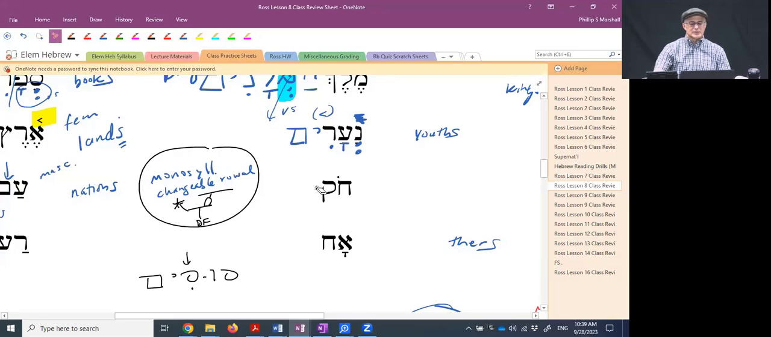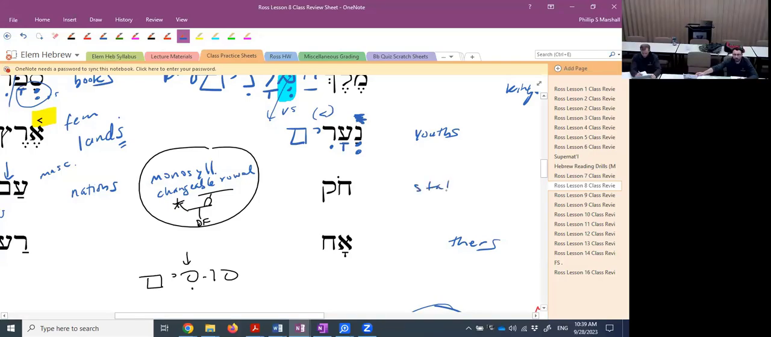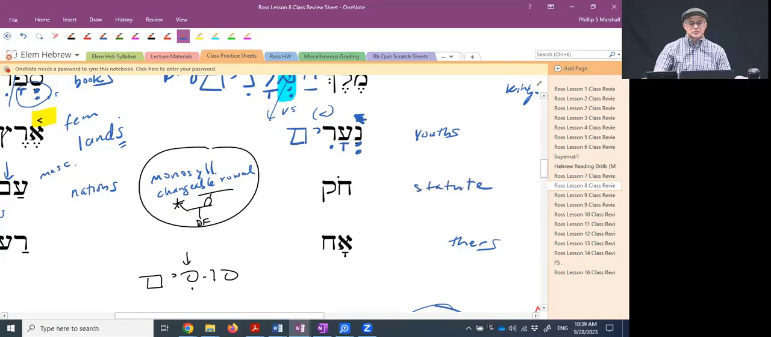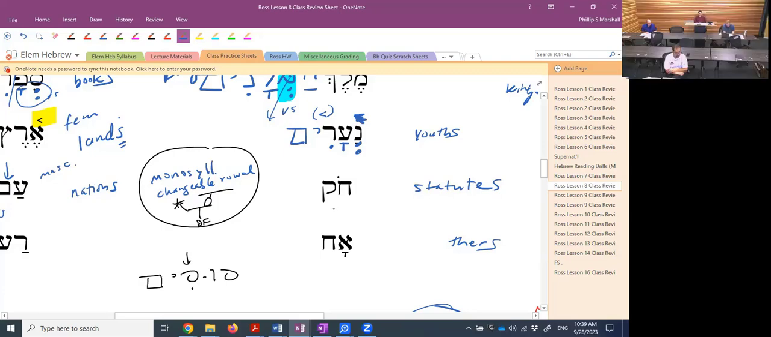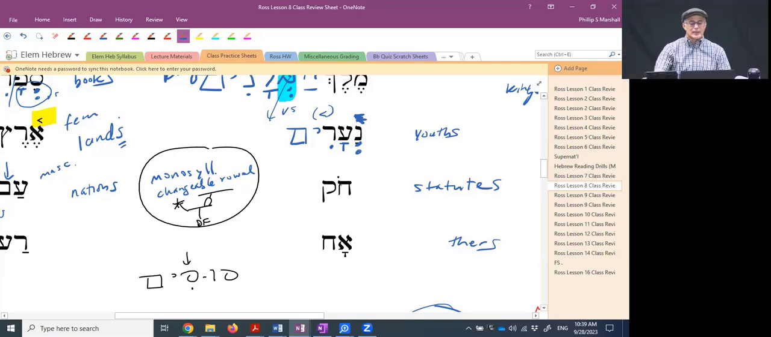Let's take a look at hoke, which means what? This is from the lesson. You wouldn't know this from anything else. It's the word statute, as in the ordinances and the statutes of the Lord. Statute. We want to make that plural. Is hoke monosyllabic with a changeable vowel? Yes. Holum is changeable, and there's only one vowel, so it's monosyllabic.